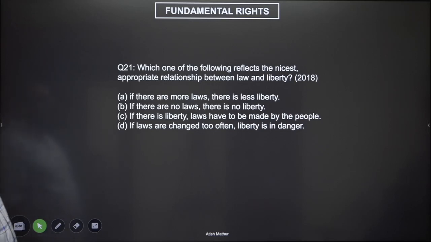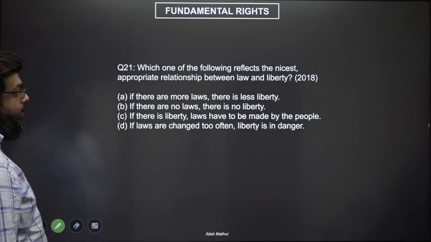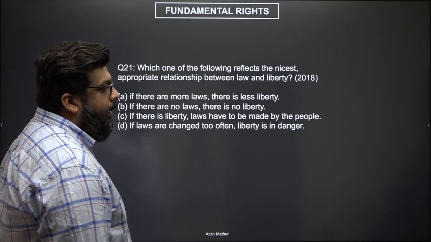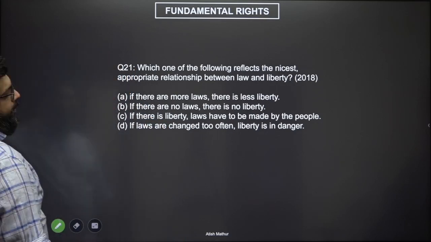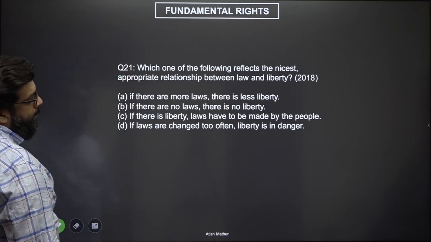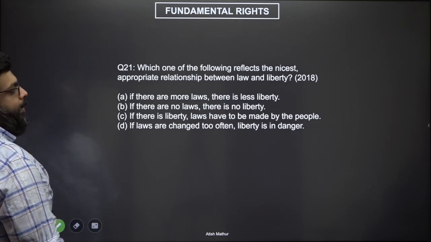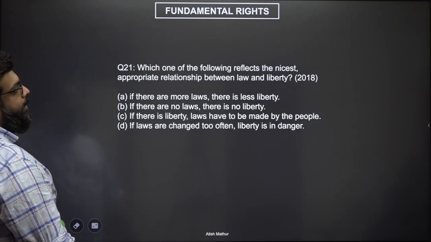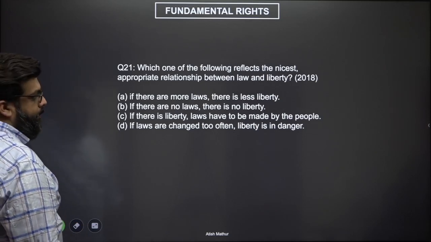Which of the following reflects the most appropriate relationship between law and liberty? Again, we have to argue the opposite here so that we can come to an answer. First, if there are more laws, there is less liberty. B, if there are no laws, there is no liberty. C, if there is liberty, laws have to be made by the people. D, if laws are changed too often, liberty is in danger. Let us try to eliminate the options, right?